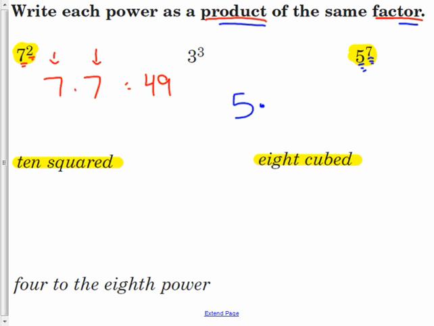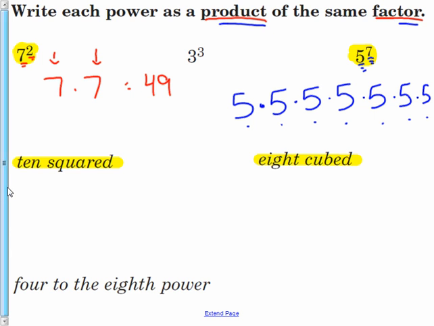So there's my first 5, my second, my third, my fourth, my fifth, my sixth, and my seventh. Now that answer is going to get very large, probably a calculator problem, but you can see it's 5 multiplied out 7 times: 5 times 5 times 5 times 5 times 5 times 5 times 5. That is 5 to the power of 7 written as a product of the same factor.